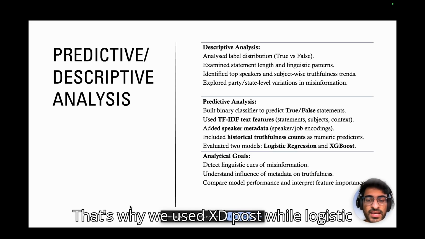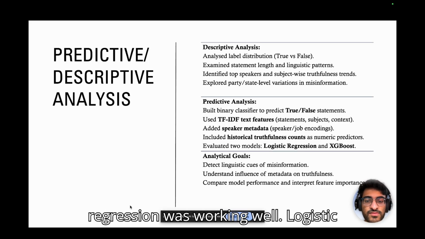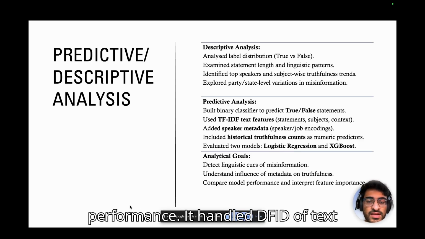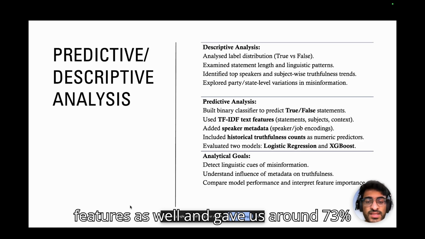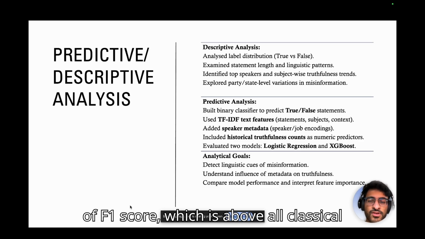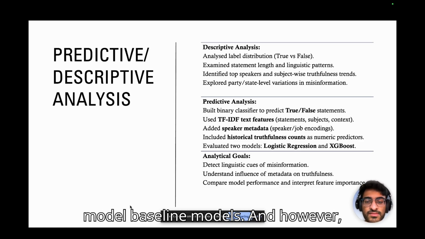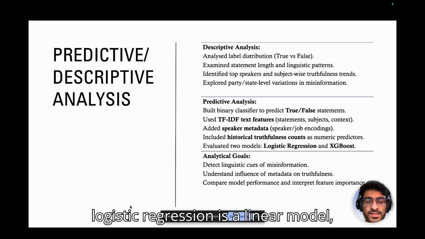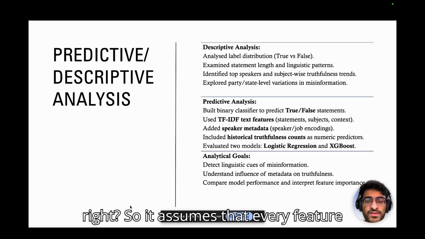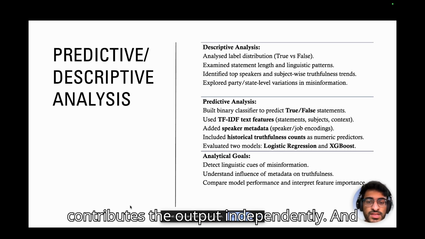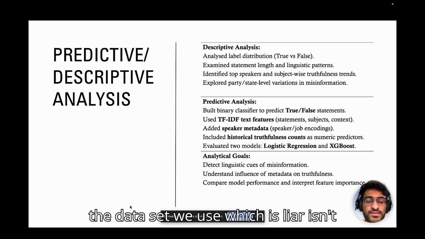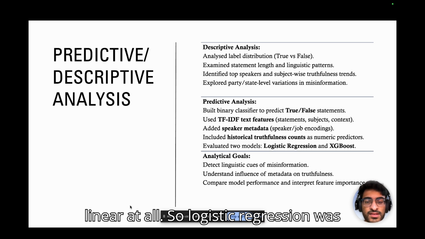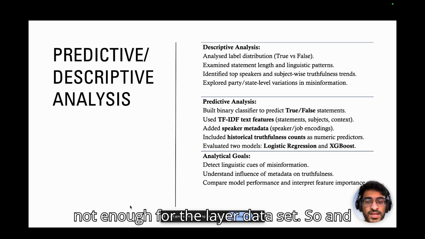Why we used XGBoost while logistic regression was working well. Logistic regression gave us surprisingly good performance. It handled TF-IDF text features well and gave us around 73% F1 score, which is above all classical ML baseline models. However, logistic regression is a linear model, right? So it assumes that every feature contributes to the output independently and linearly, but the dataset we use, which is LIAR, isn't linear at all. So logistic regression was not enough for the LIAR dataset.